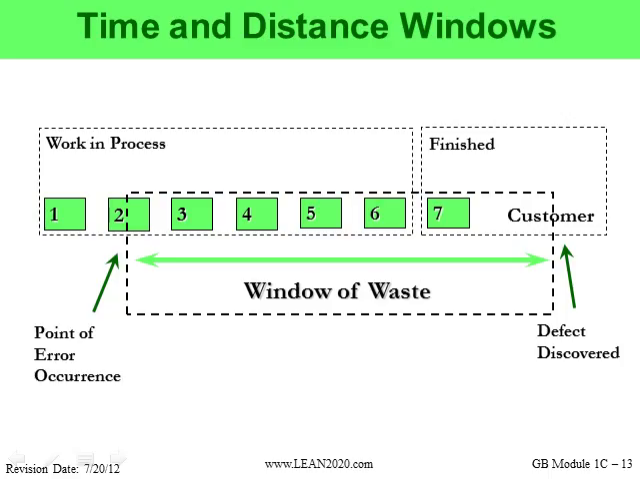So what we're trying to do with error prevention and error defect detection is try to reduce this window of waste. So rather than the customer discovering the defects, we want to reduce this window area, and we want to detect them as close to that point of error as possible. So if in step number 2 we're creating a problem, we want to actually be able to prevent that from happening right there, or at least detect it as close to that error point as possible.